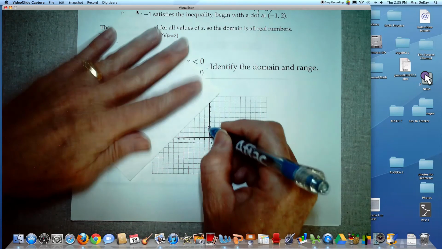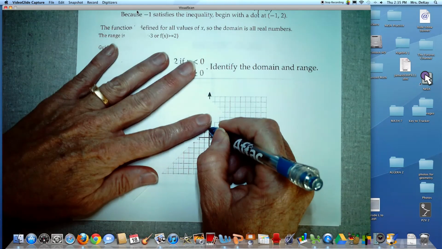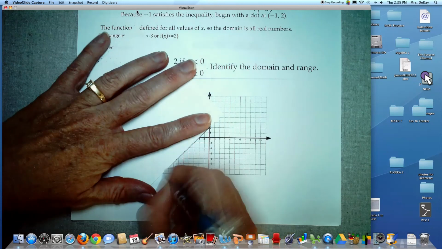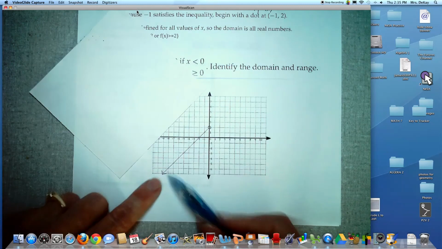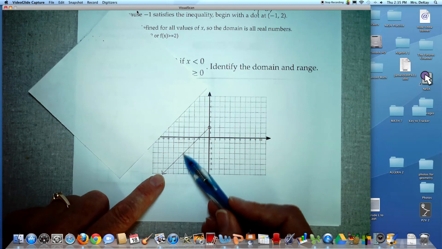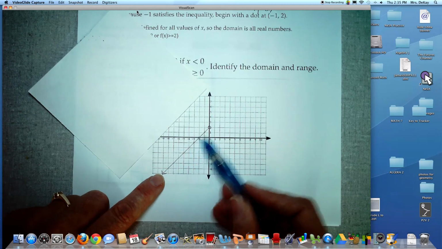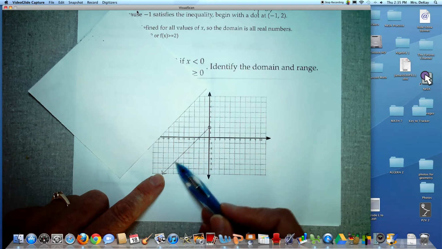And I'm only going to start it right here. And I'm going to be very accurate. This should hit every corner. A slope of negative 1 should hit every corner as I go out of here.